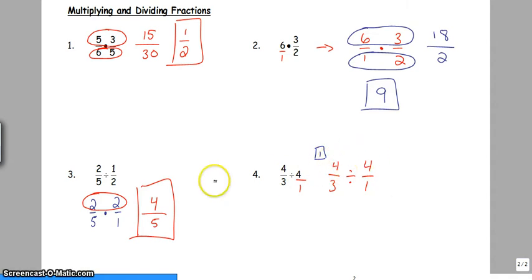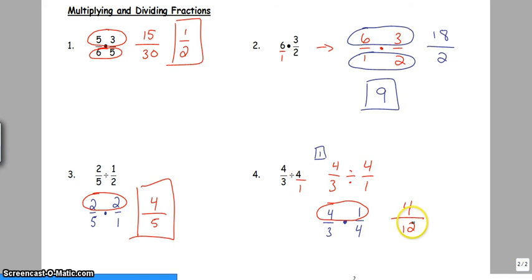Right? My second step is going to be what we did over here. Keep your first fraction the same. Change division to multiplication. Flip your second fraction, the reciprocal of your second fraction. It's now a multiplication problem like numbers 1 and 2 here. And we multiply across. 4 times 1 is 4. 3 times 4 is 12.